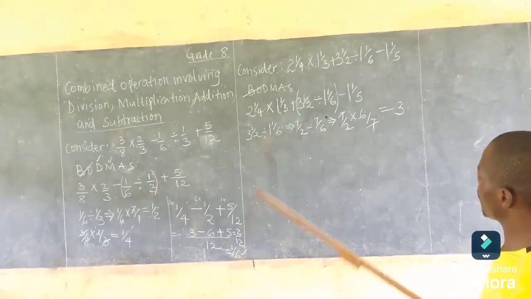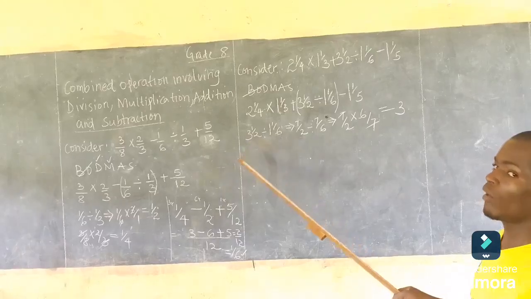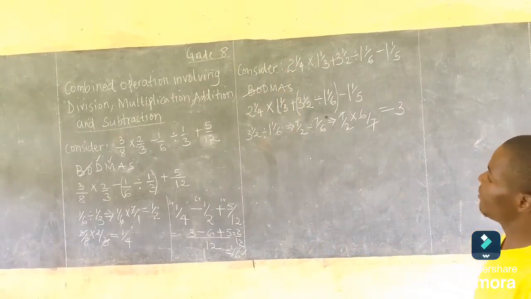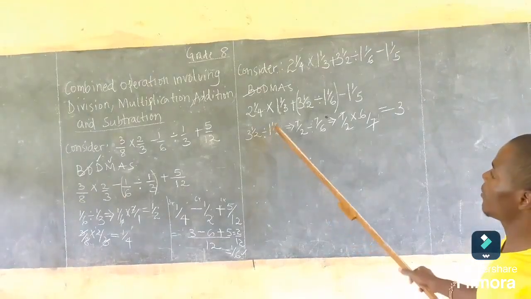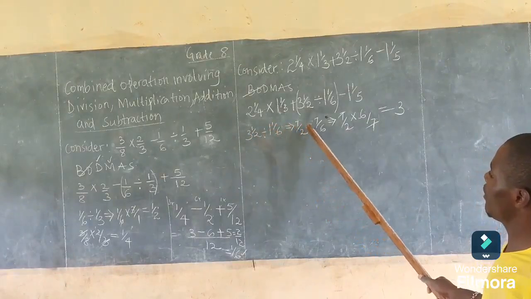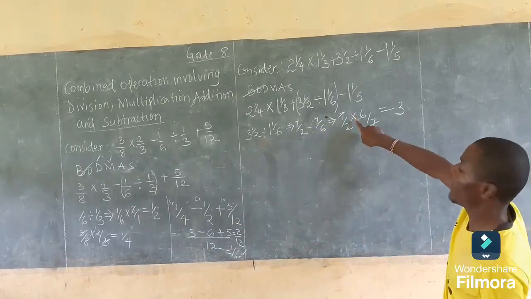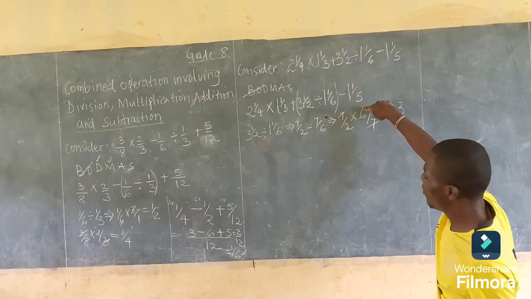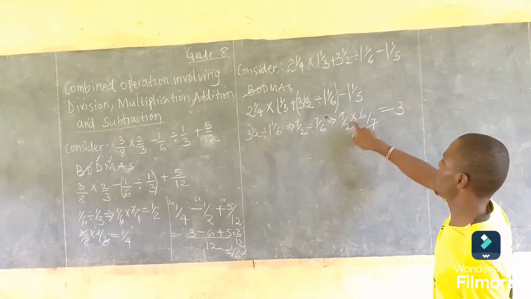What have I done here? When we have been asked to divide, to introduce multiplication, you reverse the position. What you simply do is reciprocate. So 3 and a half divided by 1 and 1 over 6 is 7 over 2 divided by 7 over 6. When I introduce multiplication, 6 goes up and 7 comes down. So you have 7 over 2 times 6 over 7.